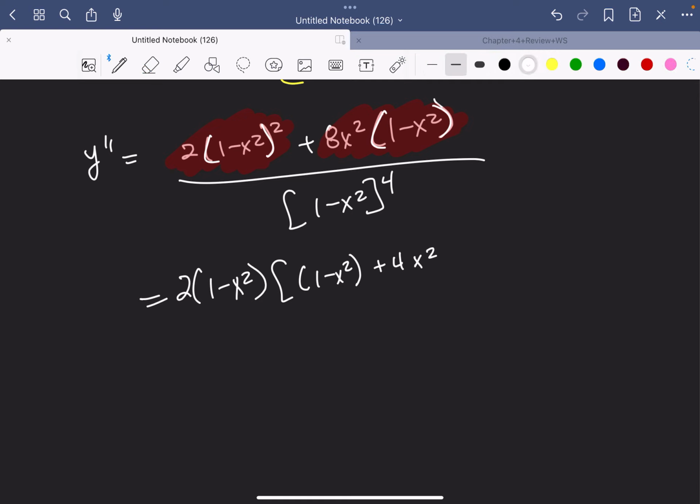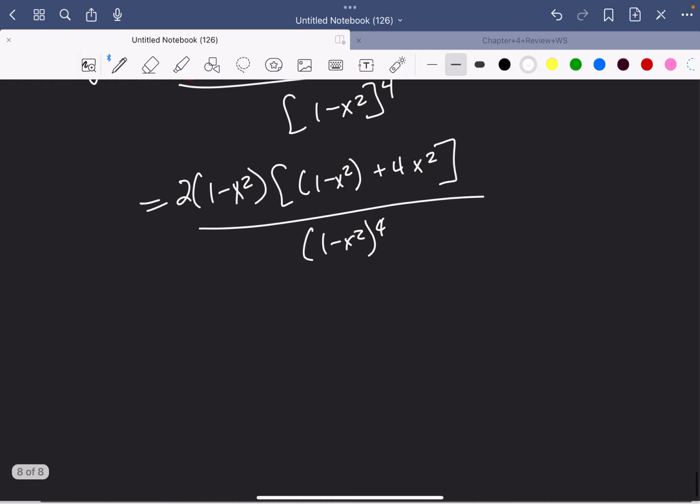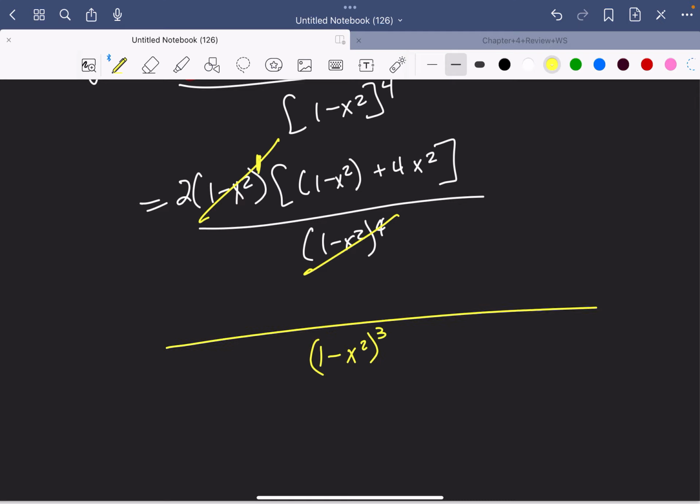Okay, so that is going to be what we have. And it's all over 1 minus x squared to the 4th. So let's see. Why is that beautiful? Because now notice this is to the 1st. One of these cancels out and leaves a 1 minus x squared cubed on the bottom. On the top, we're left with 2.